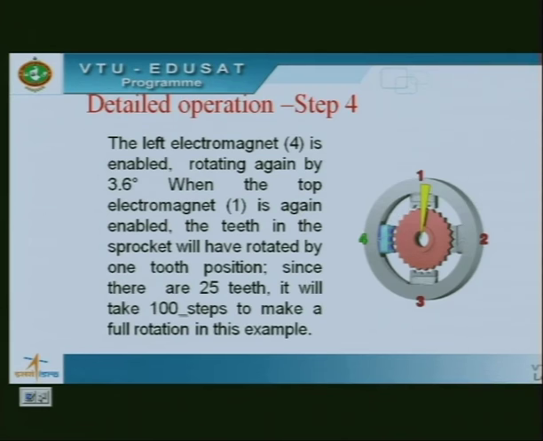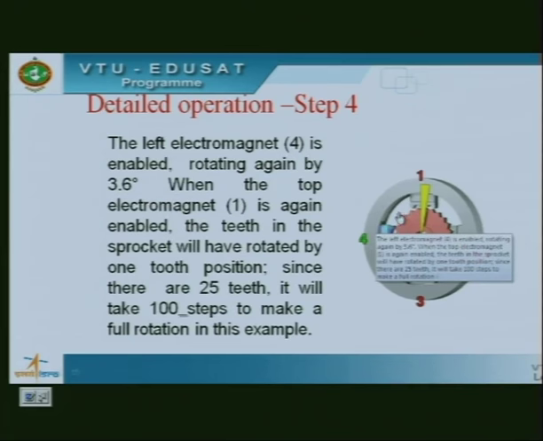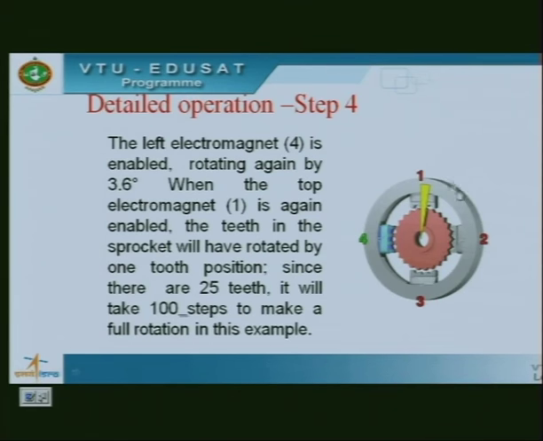So totally, 3.6 plus 3.6 plus 3.6 plus 3.6, four times it is 3.6 degrees. So 3.6 into 4, that would be the total movement taken by one phase of energization of all the 4 coils and coming back to the original position. So the teeth in the sprocket will have rotated by one tooth position. From this to this, one tooth position would have been completed, and if there are 25 teeth, for one revolution it will need 100 steps.